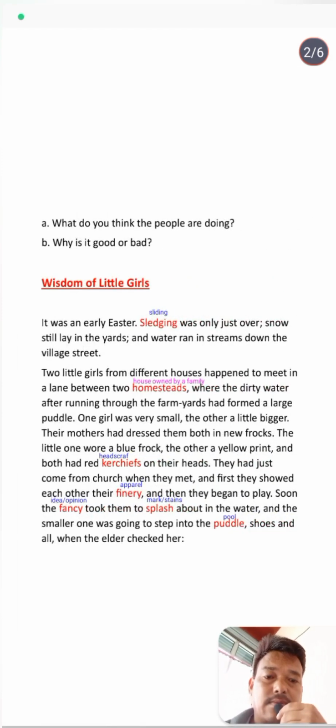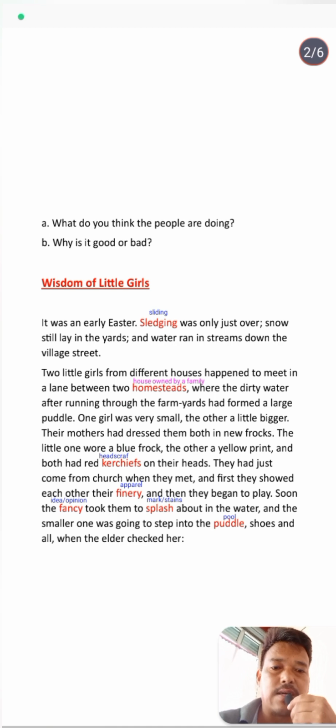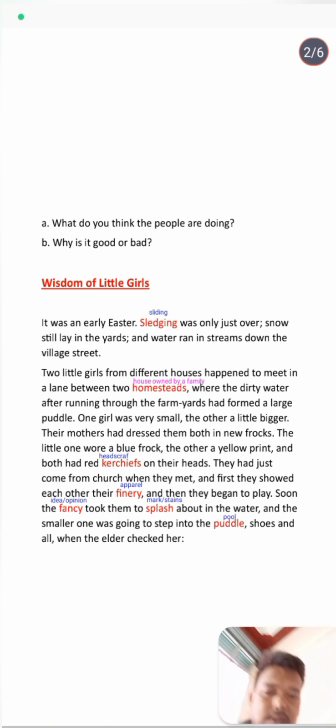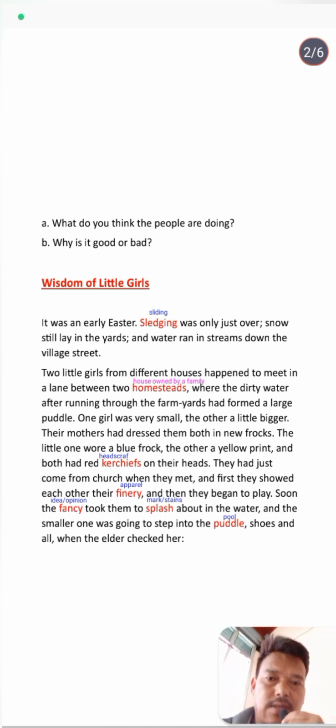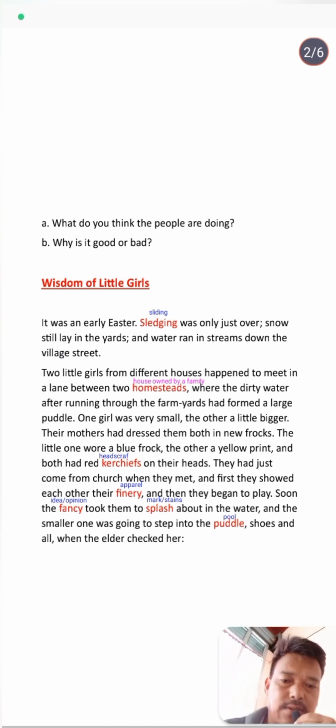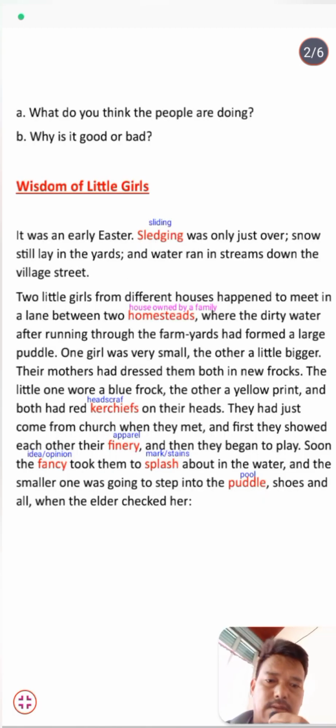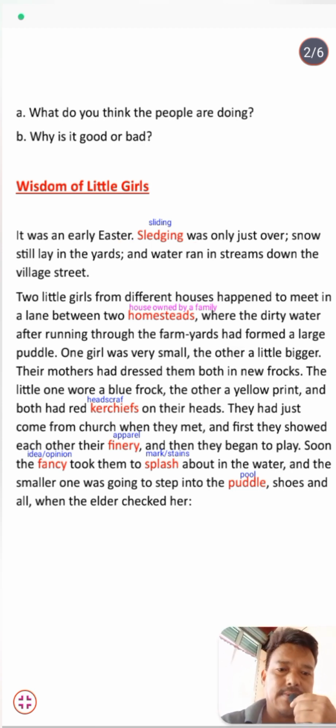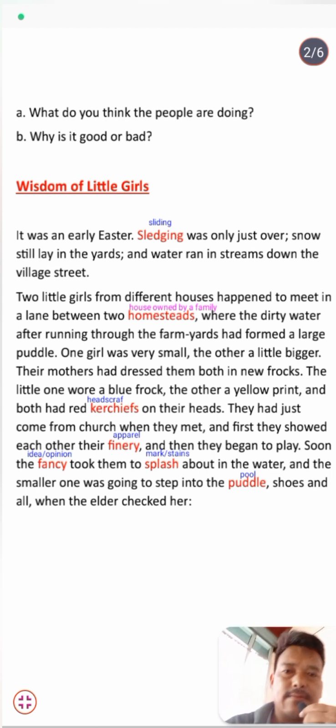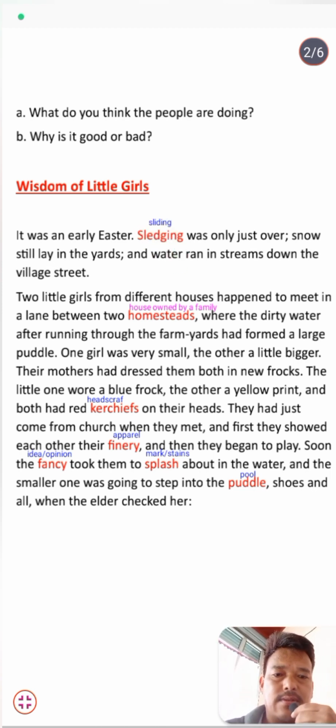Now we have text reading first: Wisdom of a Little Girl. Wisdom, students, means intelligence, being smarter. So we have a paragraph first here. Let's start the text. I have written the meanings of some unfamiliar words like sledging and others. I have written the meanings in blue color, and you can see here, students.